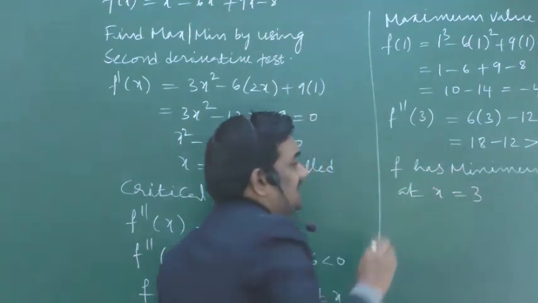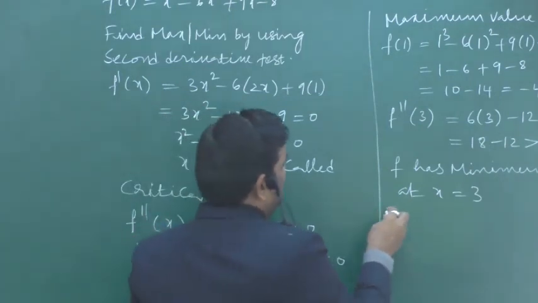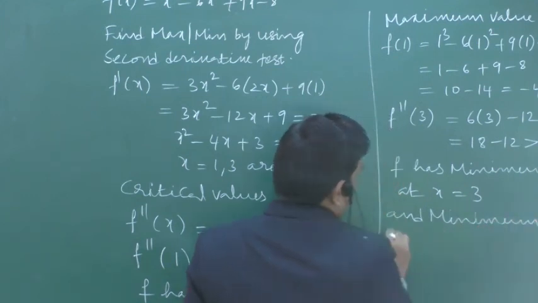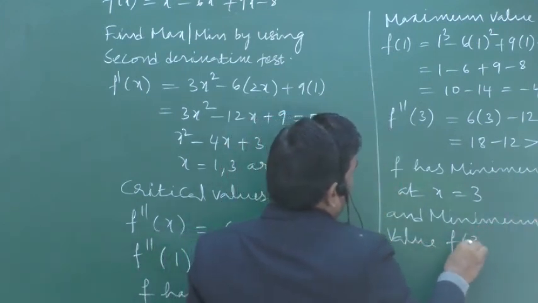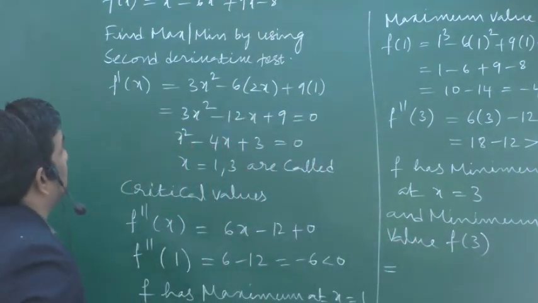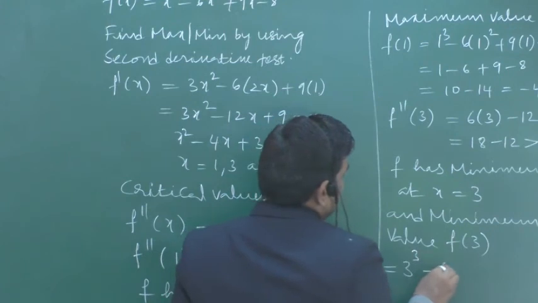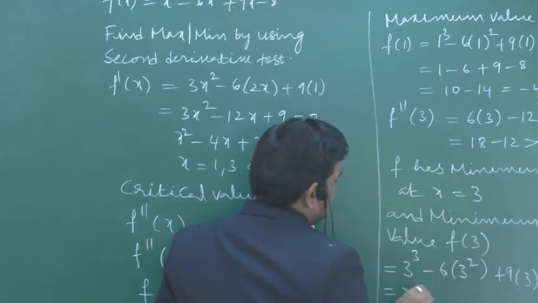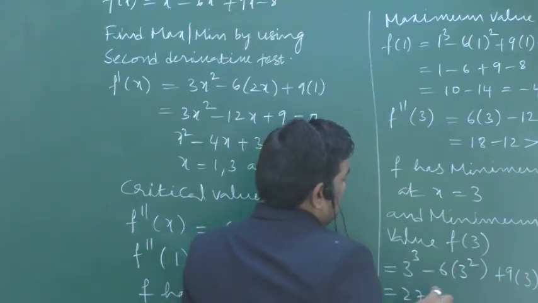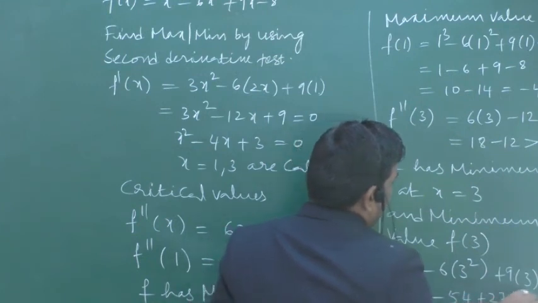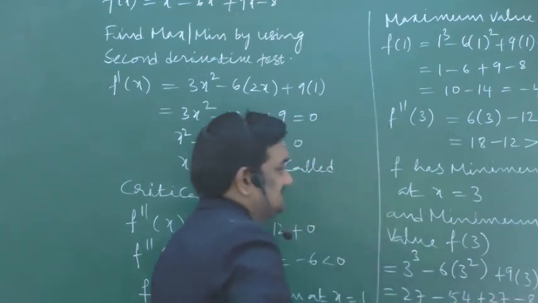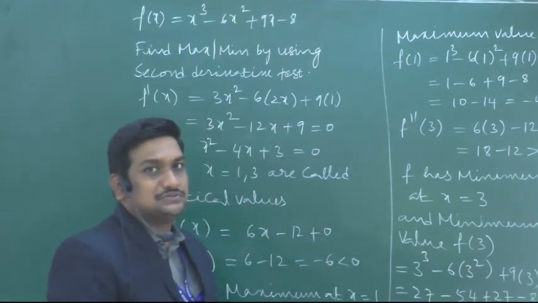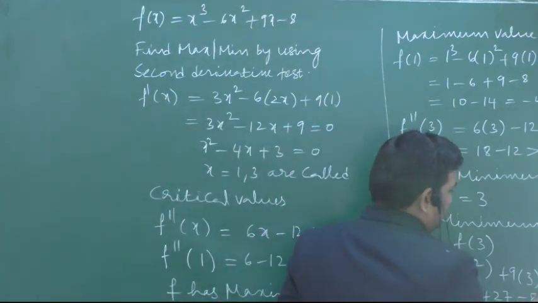Minimum at x equals 3, and also you need to find the minimum value, and the minimum value is f of 3. This equals 3 cube minus 6 into 3 square plus 9 into 3 minus 8. This is 27 minus 6 into 9, 54, plus 27 minus 8, and it equals minus 8. Minus 8 is the minimum value for the function f of x.